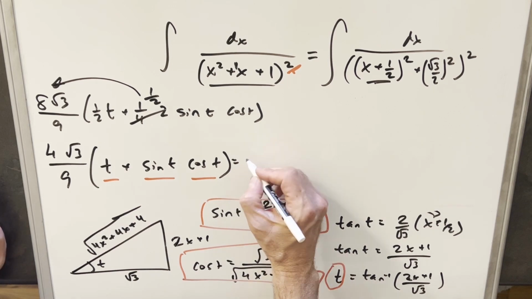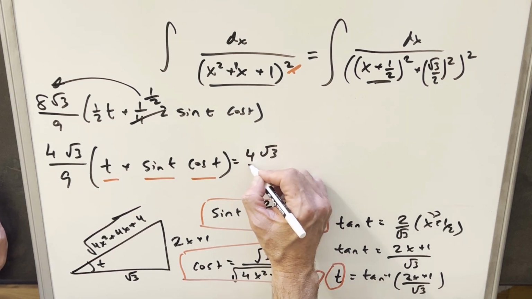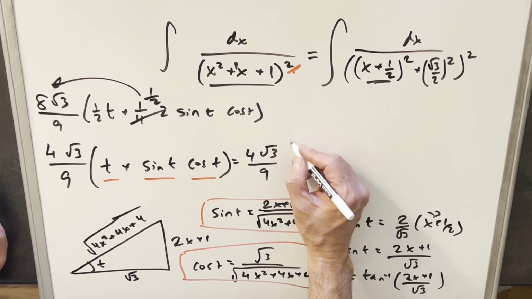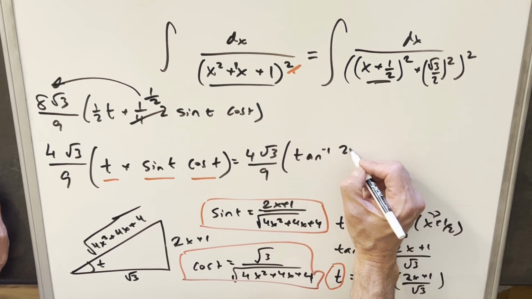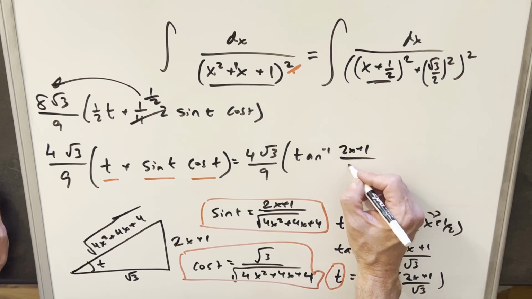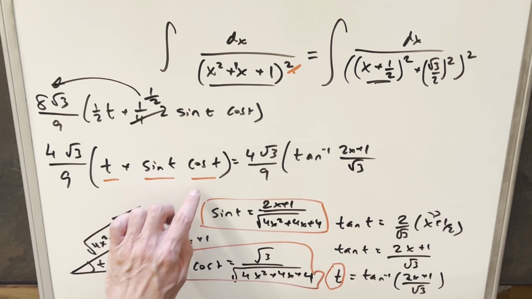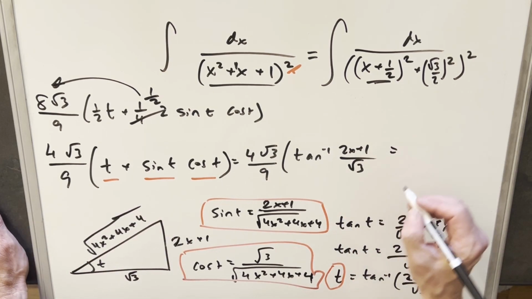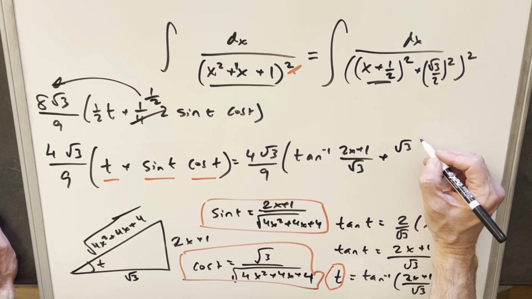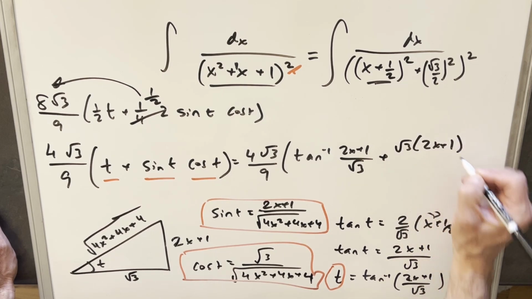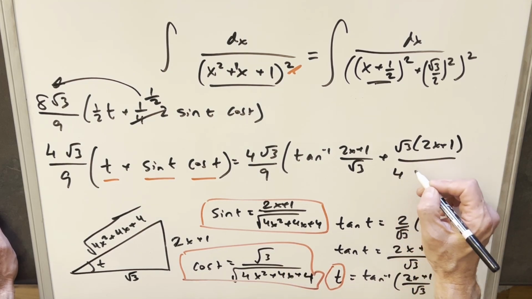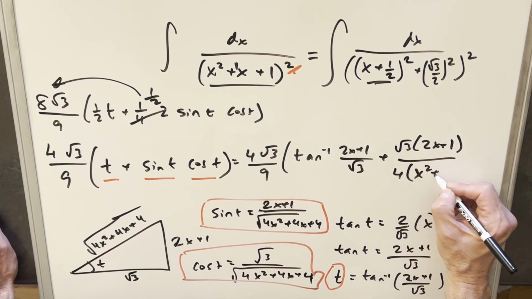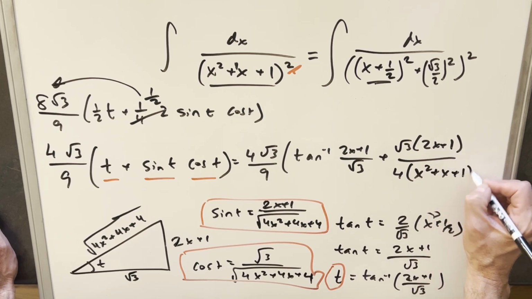So let's just rewrite this. We're going to have 4 square root of 3 over 9, our t values right here. So we're going to have arctan of 2x plus 1 over square root of 3. Now for sine t cos t, we just need to multiply these two things together. We're going to have square root of 3 times 2x plus 1. We're going to have this square root squared, and what I will do is factor out a 4 now. We're going to have 4 times x squared plus x plus 1.